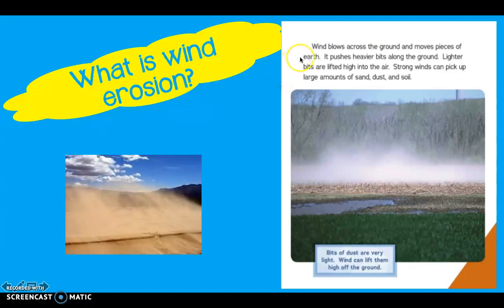Continuing with wind erosion, wind blows across the ground and moves pieces of earth. It pushes heavier bits along the ground. Lighter bits are lifted high into the air. Strong winds can pick up large amounts of sand, dust, and soil. And then, when the wind dies out, it drops them into a new place. Bits of dust are very light. Wind can lift them high off the ground.